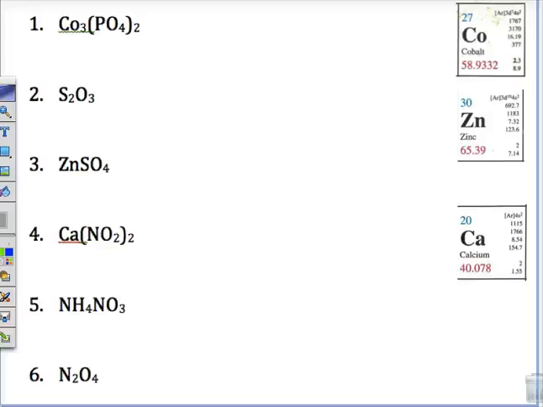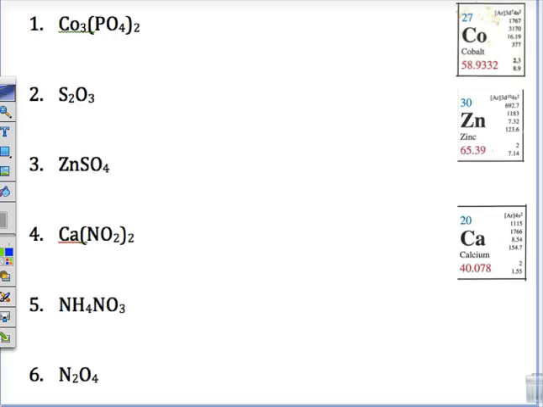Okay, let's say we had to name these 6 compounds shown below. The first thing that you would want to do is to determine whether the compound is ionic or if it is molecular. And if it is ionic, follow ionic rules of naming. If it is molecular, follow the molecular rules.